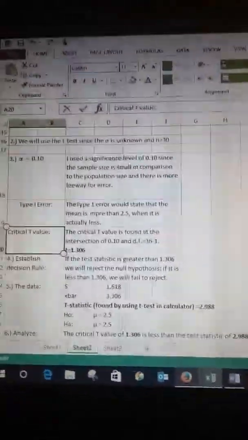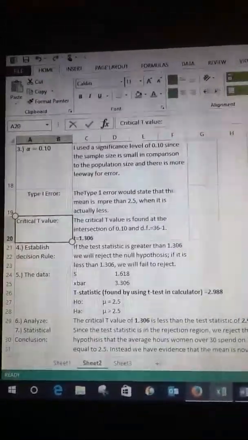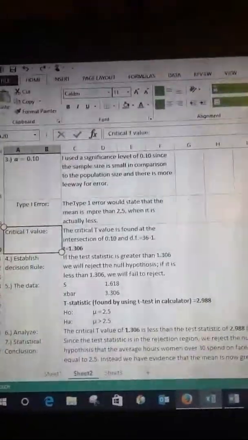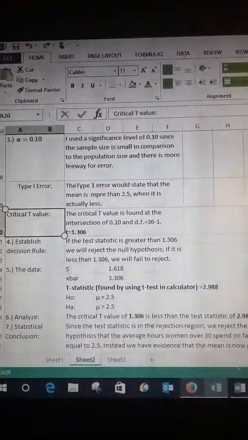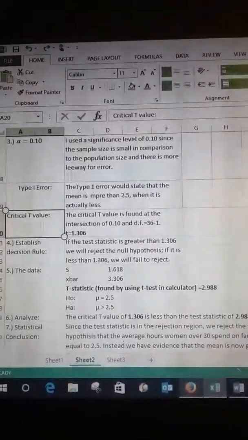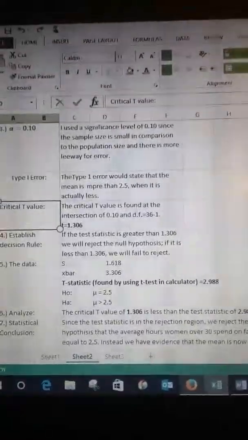My type 1 error would state that the mean is more than 2.5 when it's actually less. Then I got my critical t-value by looking up the intersection of 0.10 for a one-tailed test and the degrees of freedom, which is the population of 36 minus 1. And at that intersection, we find the critical t-value.